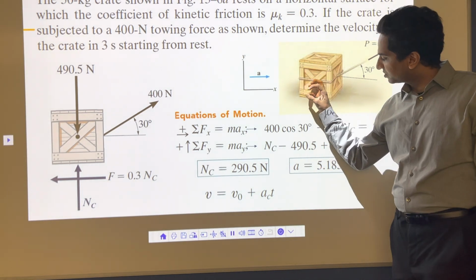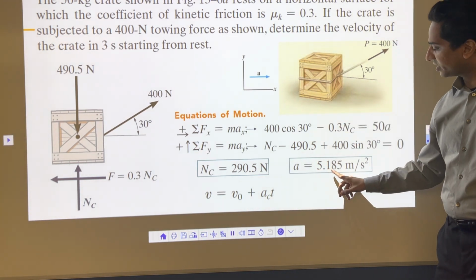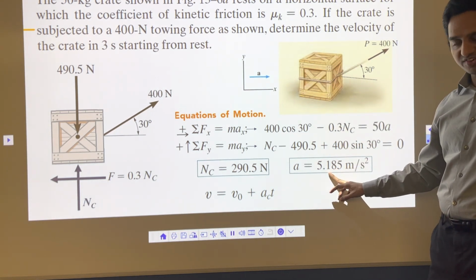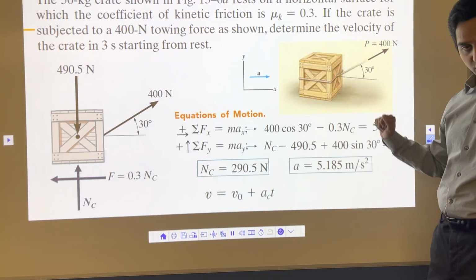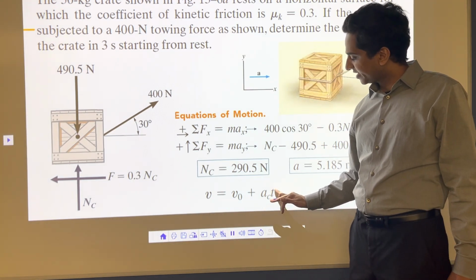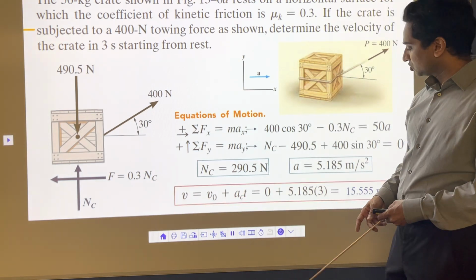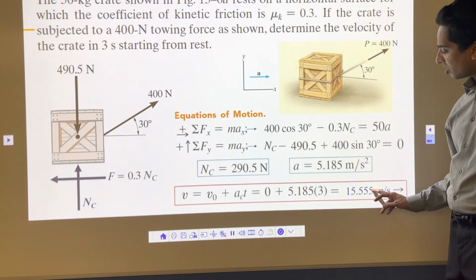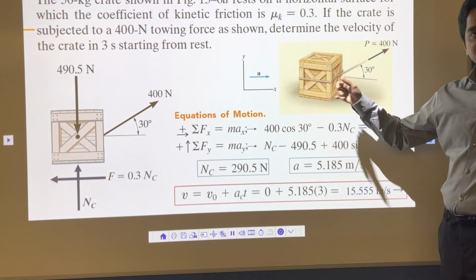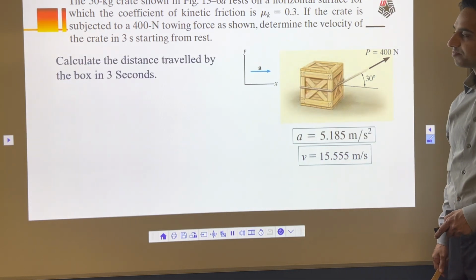So that's the acceleration. From the point you start pulling from 0, the acceleration will be 5.185 meters per second squared. So that's initially from rest. It's a constant acceleration because the force is constant. With constant acceleration, you are going to put that here and then multiply by 3. So 5.18 times 3, and the velocity is 15.5 meters per second. It means at the 3-second mark, the velocity of this crate will be 15.5 meters per second, and that's how we can solve the problem.